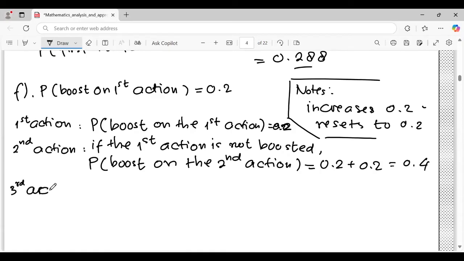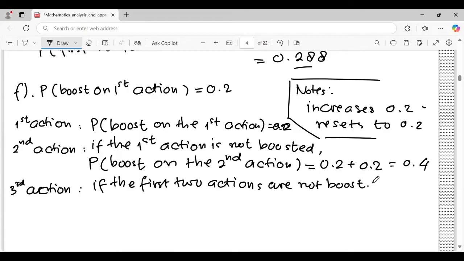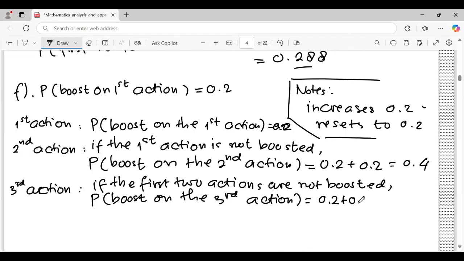The third action: if the first two actions are not boosted, it means the probability of boost on the third action is 0.2 plus 0.2 plus 0.2, which is 0.6, or 0.4 plus 0.2.